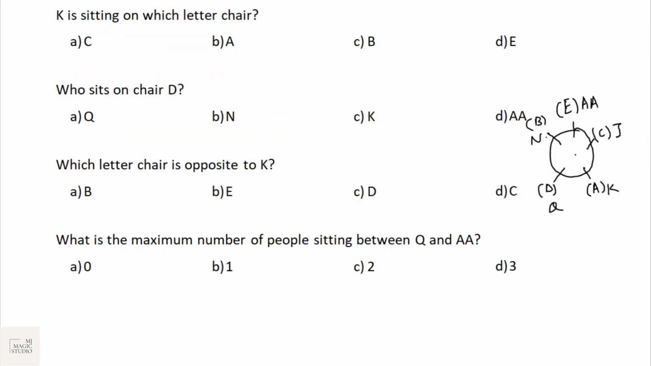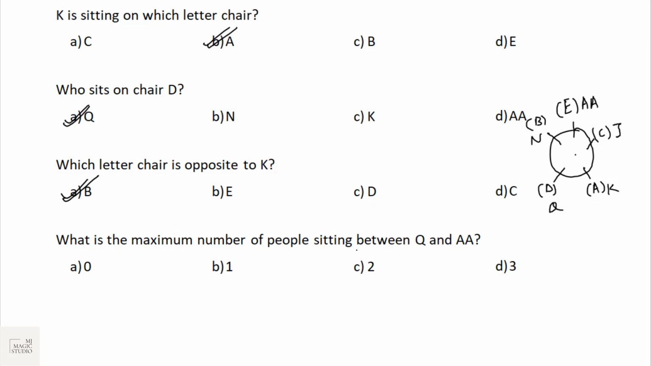So, the questions are there on the screen. Again, the drill, you know the answers now. K is sitting on which letter chair? K is sitting on A, that is option B. Who sits on chair D? Q is sitting on chair number D. Which letter chair is opposite to K? Opposite to K is chair number B, that is option A.